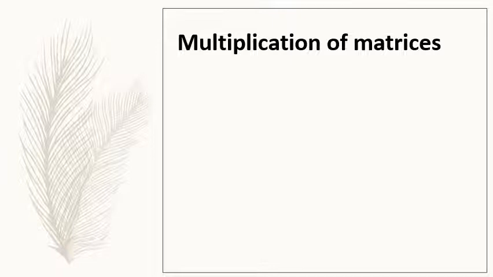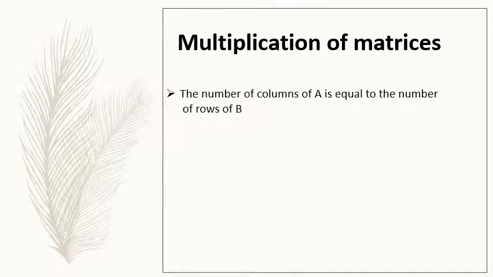We saw that two matrices of the same order can be added. That is, if A and B are two matrices of the same order, then we can find the sum of A and B. But to find the product of two matrices A and B, the number of columns of A should be equal to the number of rows of B. Please note that the number of columns of A should be equal to the number of rows of B. Only then can we find the product of A and B, or multiply A with B.